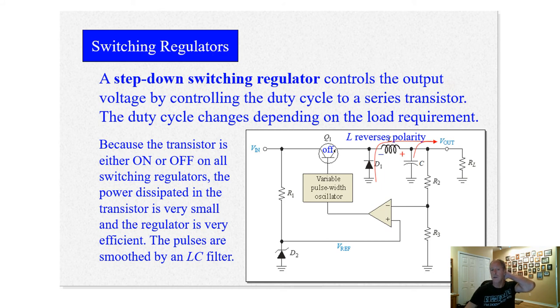And you know what that means? It means this transistor is not getting hot at all. Q1's not getting hot because it's on all the time or off all the time. Those are the two best cases for a transistor. One has no current, the other has no voltage across it. So the power dissipation in Q1 is very low.